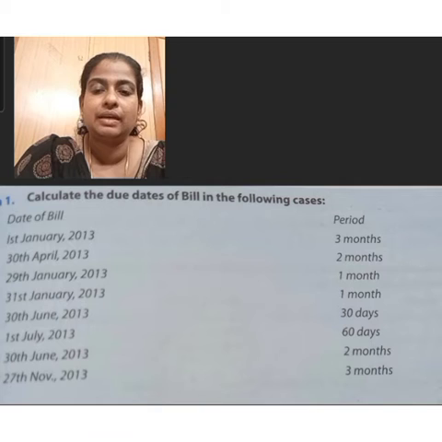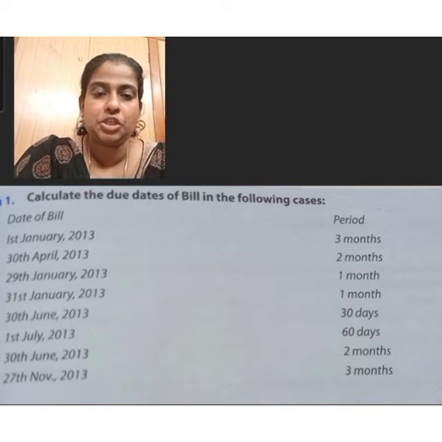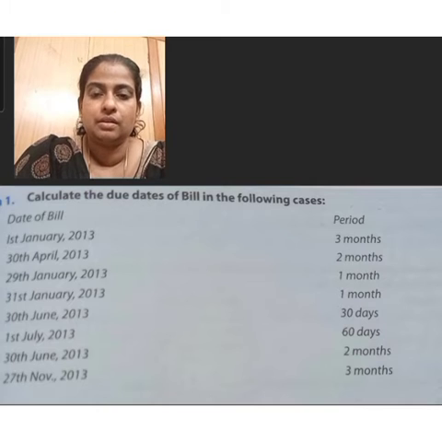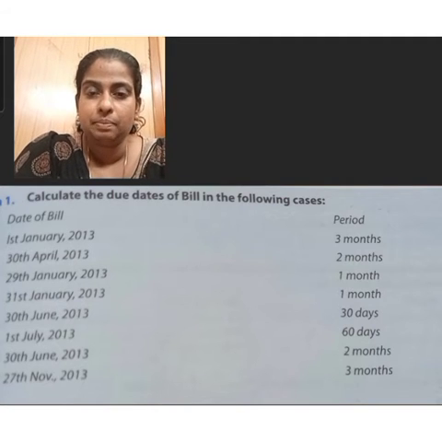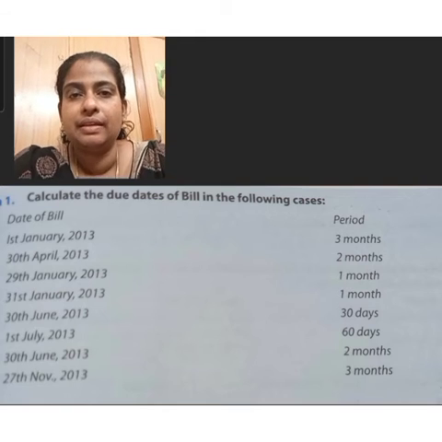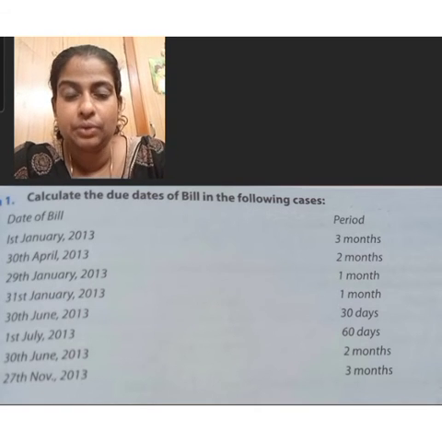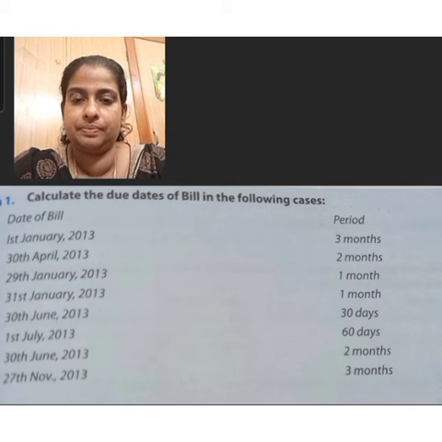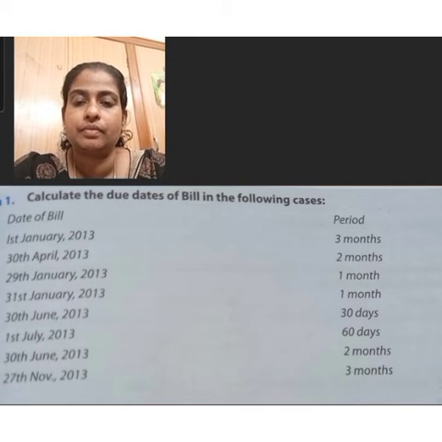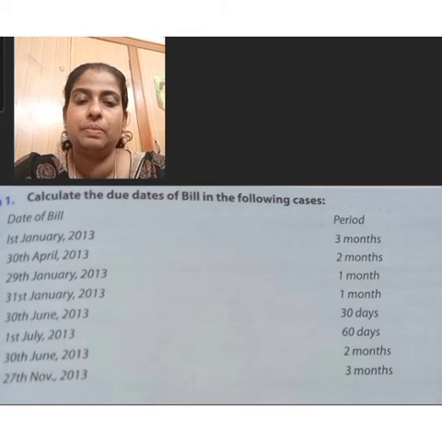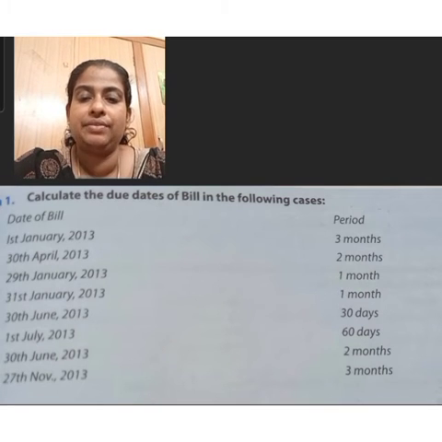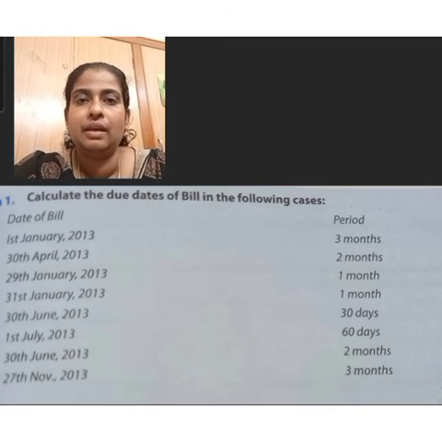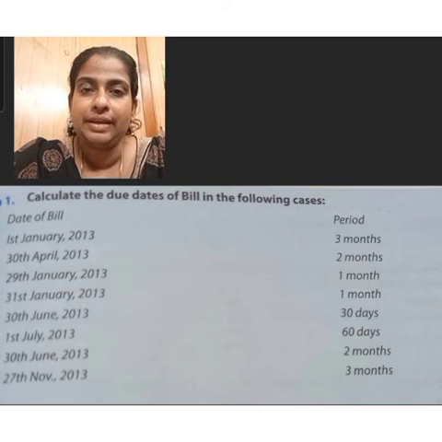Then another example is 30th April 2013. Duration is 2 months. So first calculate 30th April to 30th May, 1 month. Then 30th May to 30th June, 2nd month. Then add 3 days of grace. So the due date will be July 3rd, 2013. Then another example. The bill drawn on 29th January 2013. Duration is only 1 month. From 29th January to 28th February, 1 month. Then add 3 days of grace. So the due date will be 3rd March 2013.